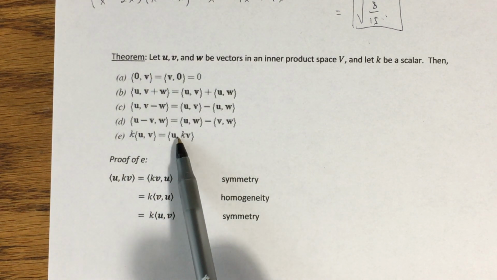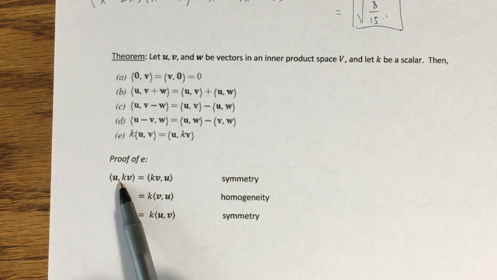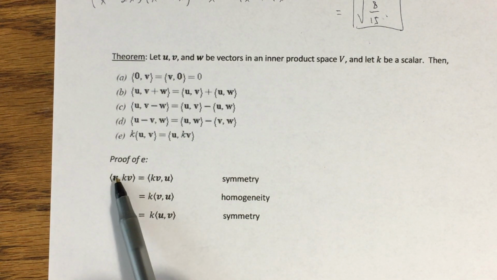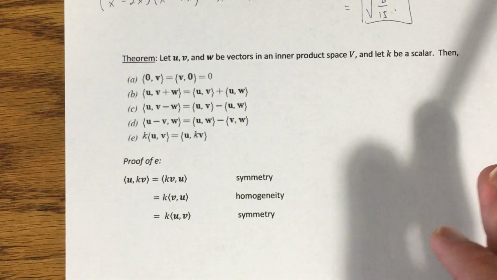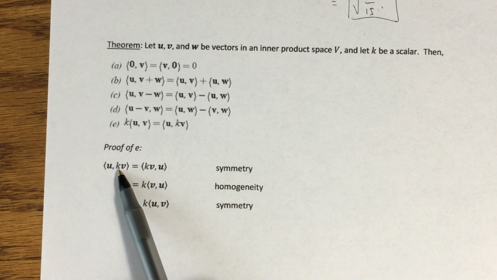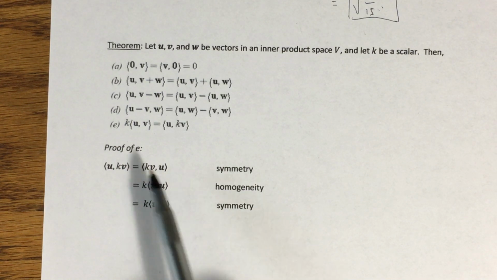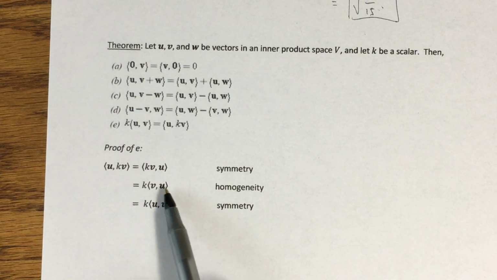I'm going to start on the right side and then get to the left side. So starting on the right, the inner product of u with kv, I can switch the order of these two components using my symmetry axiom. That puts the k in the first component instead of the second component. Now that the k is here, I can use homogeneity to bring it back out, so that I end up with k times the inner product of v with u.